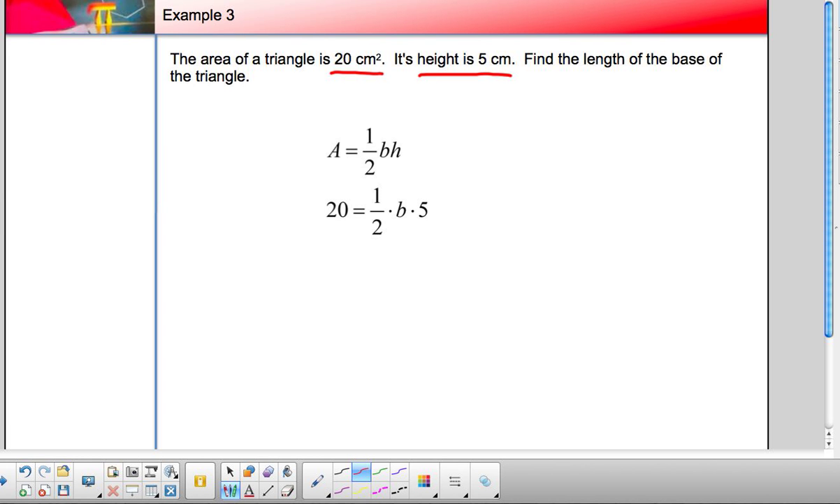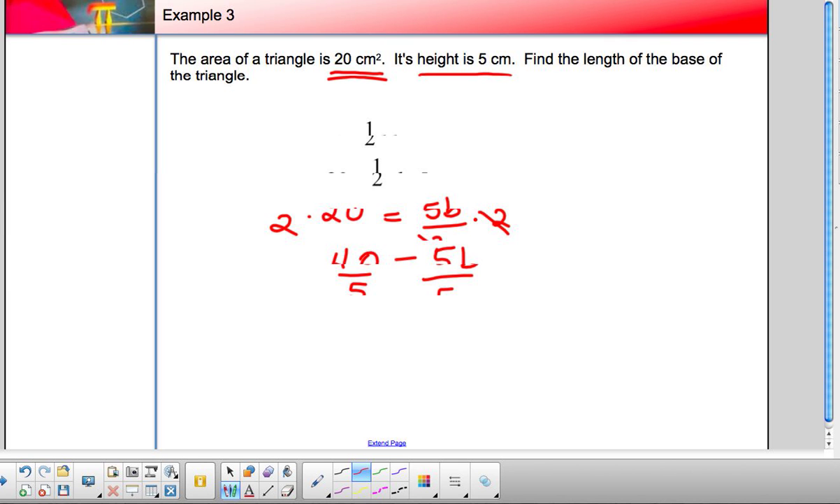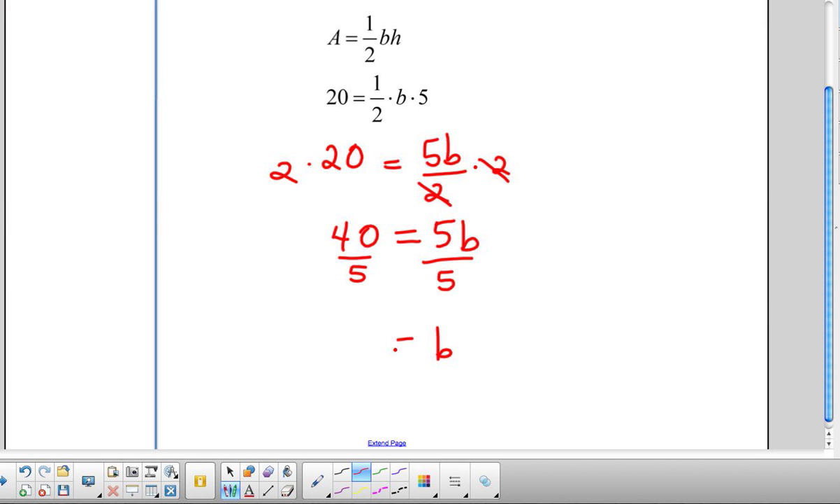Just like with the parallelogram problem, plug in the information we know. We know the area is 20 and the height is 5. So 20 is equal to 1/2 times the base times 5. Another way of writing that is 20 is equal to 5b over 2. I don't really like that fraction, so I'm going to get rid of it by multiplying both sides by 2 to undo the division. 20 times 2 is 40, so 40 is equal to 5 times the base. If we want to isolate b, we'll undo that multiplication by dividing both sides by 5. 40 divided by 5 is 8.